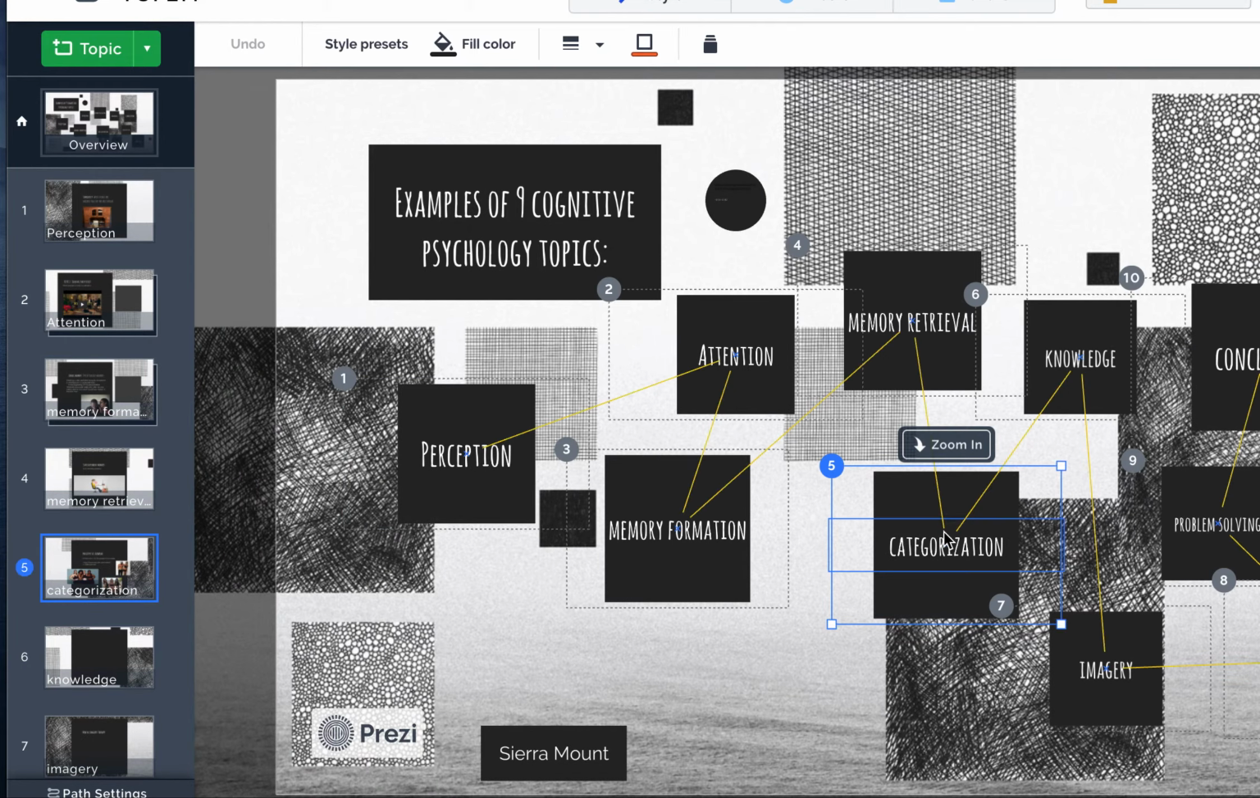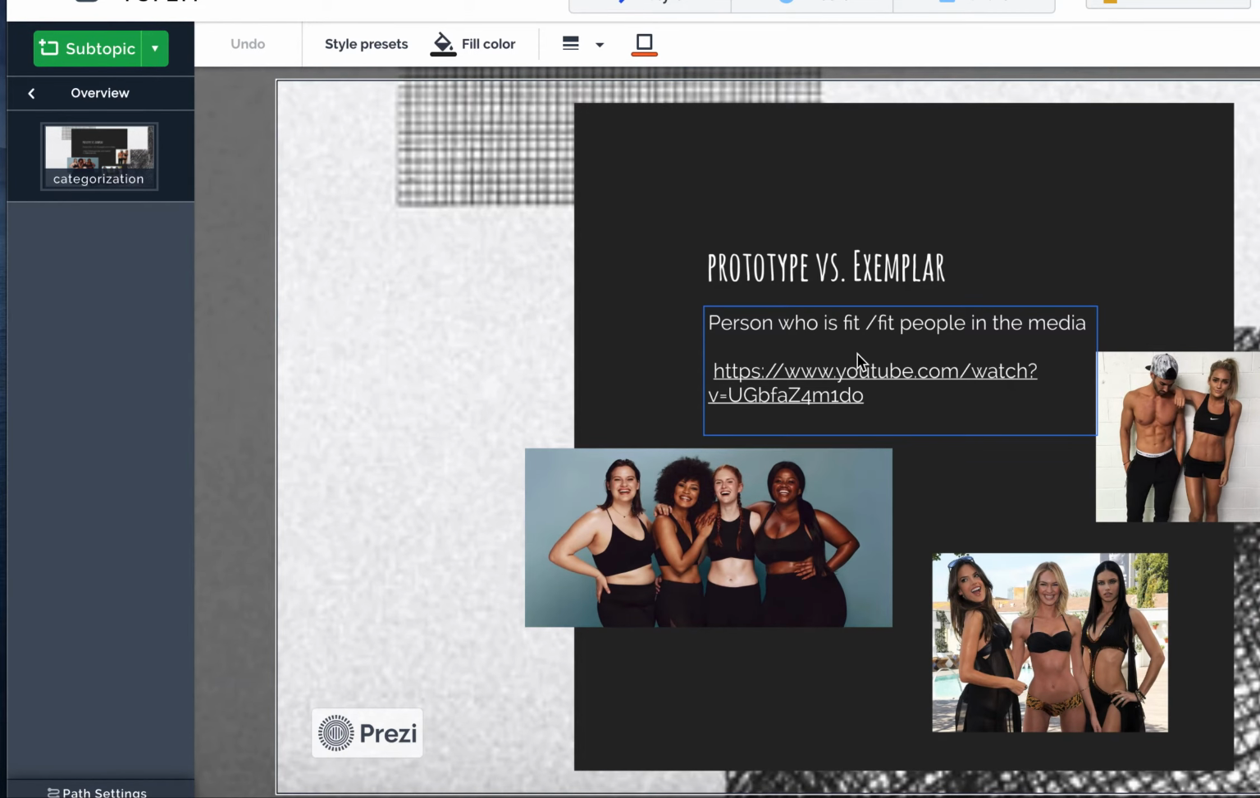So next is categorization, and this will be the last one we go over today. Prototype versus exemplar. So a person who fits in versus a person who is fit, versus fit people in the media. On the left, you see some happy, healthy girls. They're not necessarily society's picture-perfect person. And then on the right, you have Victoria's Secret models and a couple over here that are super, super skinny, with ripped abs. The media shows them in some sort of light that makes you think, oh, I need to look like that.